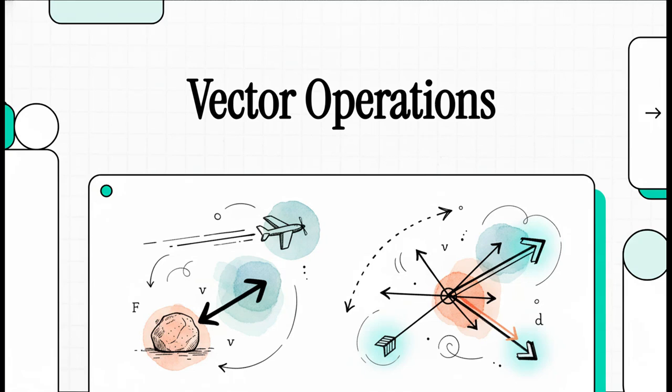All right, welcome to the Explainer. Today, we're going to jump right into vector operations. This is the math you need to understand how to combine anything that has both a size and a direction. Like how does a pilot account for a crosswind? Or how do two people pushing a sofa figure out which way it's actually going to slide? That's exactly what we're going to break down.